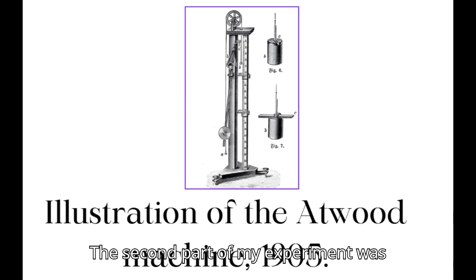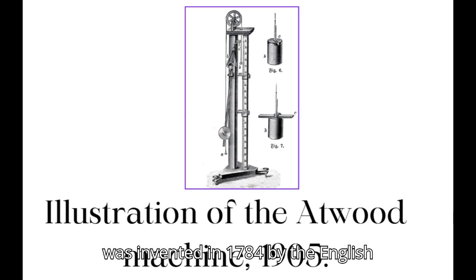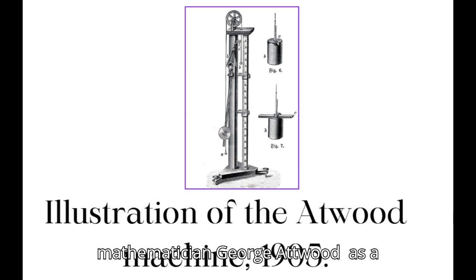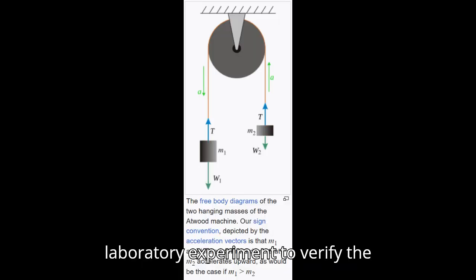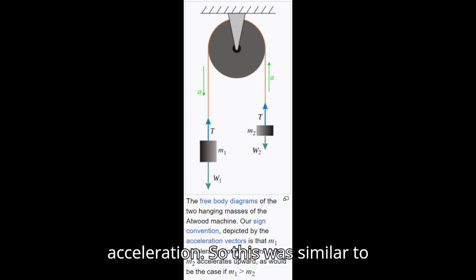The second part of my experiment was about the Atwood machine. The Atwood machine was invented in 1784 by the English mathematician George Atwood as a laboratory experiment to verify the mechanical laws of motion with constant acceleration. So, this was similar to the final part of the first section of my experiment.